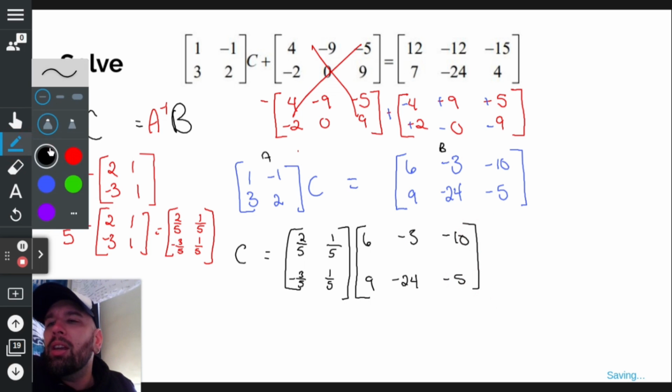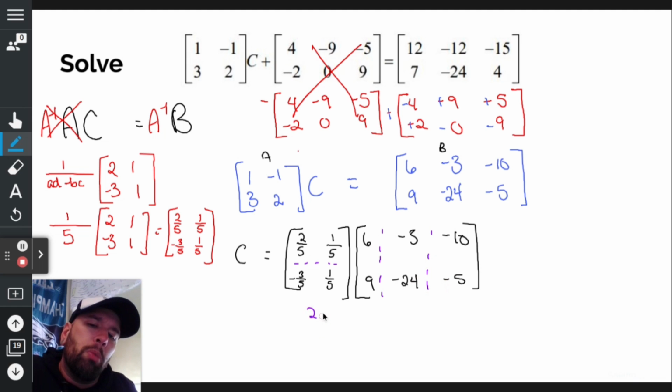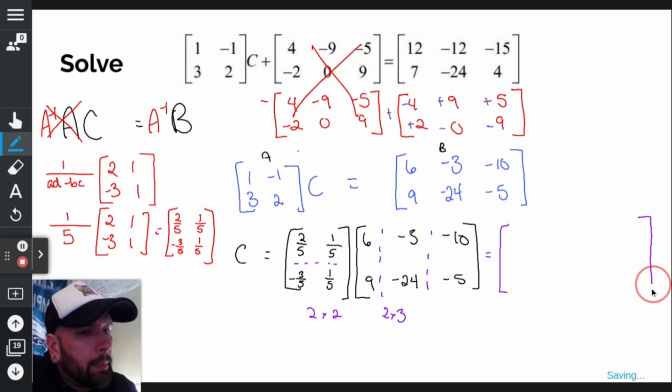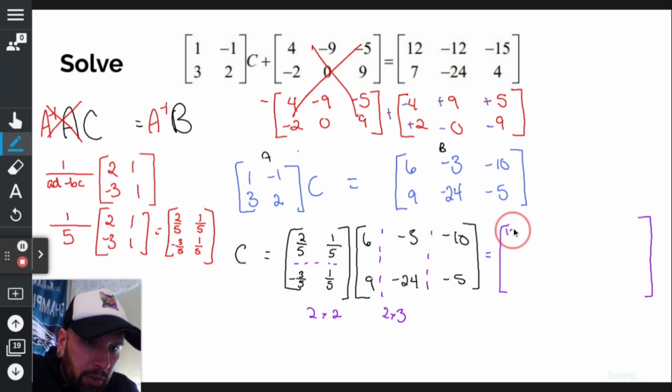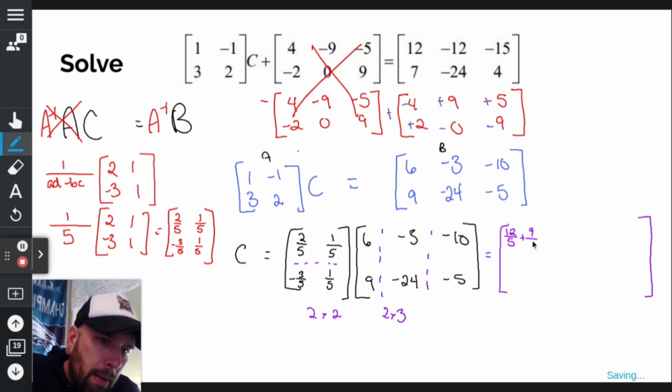This problem's going to take a few minutes, which means my light's probably going to turn out on me again. Separate by rows, separate by columns. This is a 2 by 2 that we're multiplying to a 2 by 3, which means we're going to get a 2 by 3. All right. 2/5 times 6 is 12/5, plus 1/5 times 9 is 9/5.